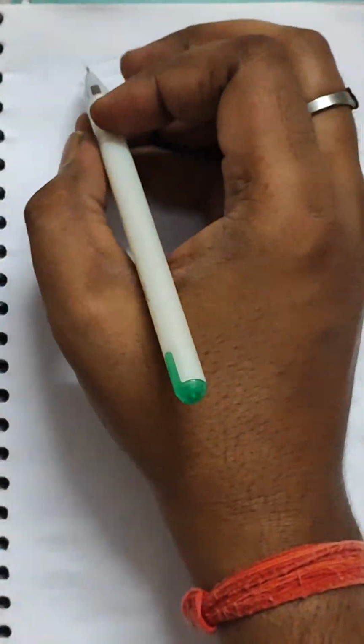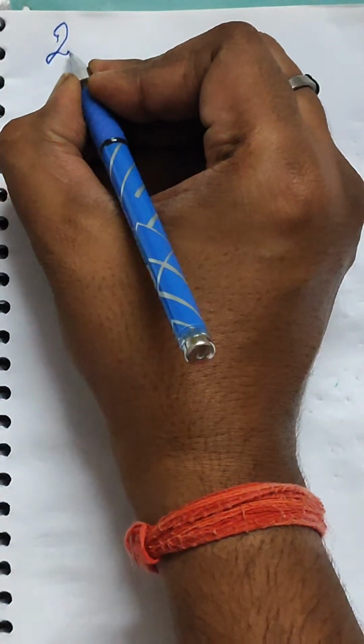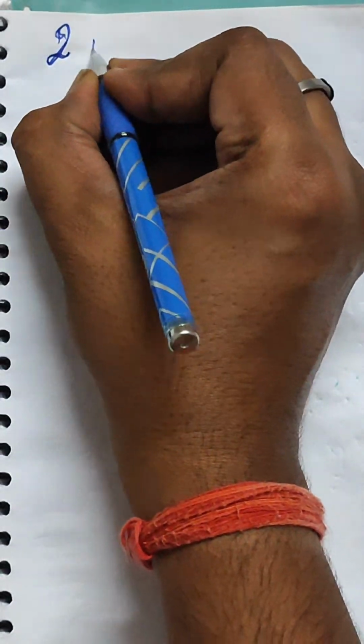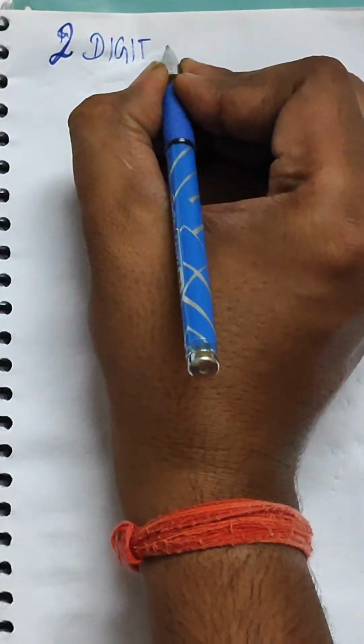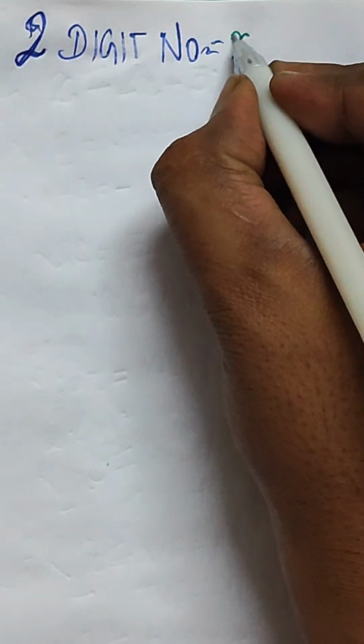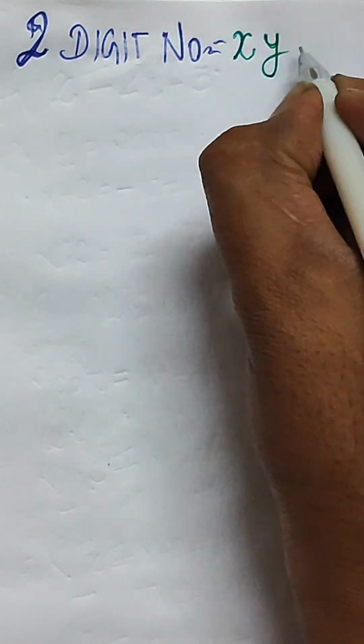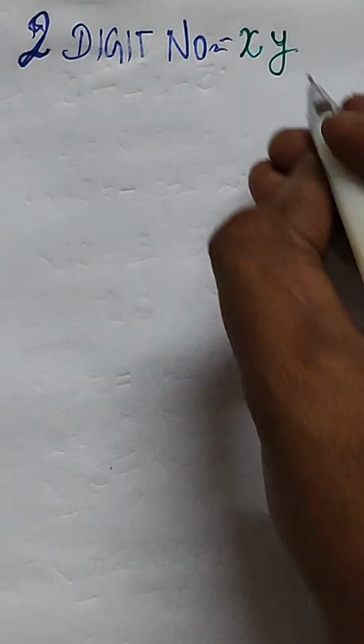Okay, the question is that 7 times a two-digit number. So first of all, you need to understand the two-digit number. How does a two-digit number look? As the name says, it's two digits. So let's say the number is xy, where x is one of the digits and y is another digit, right? So this is the two-digit number.